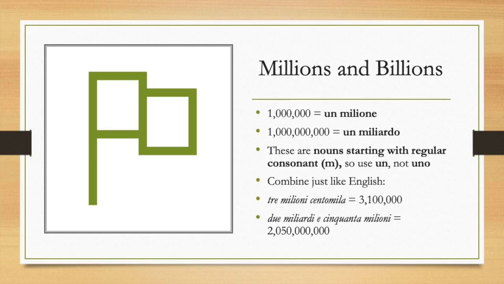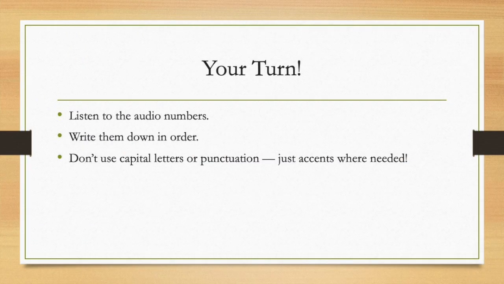Now let's practice. Write the numbers as you hear them. When you're done, you can check the answers on the next slide. 3.400, 77.322, 823.000, 3.200.000.